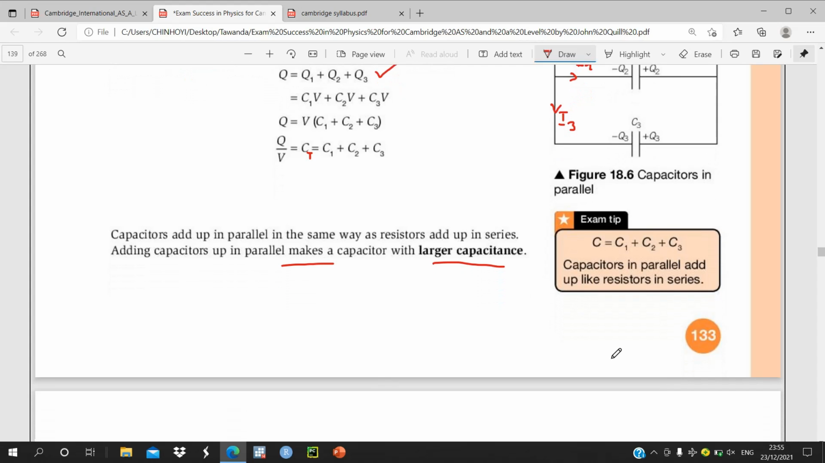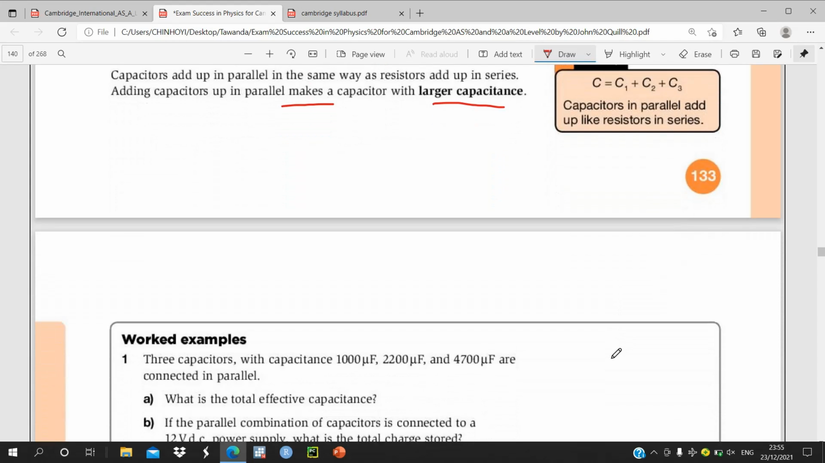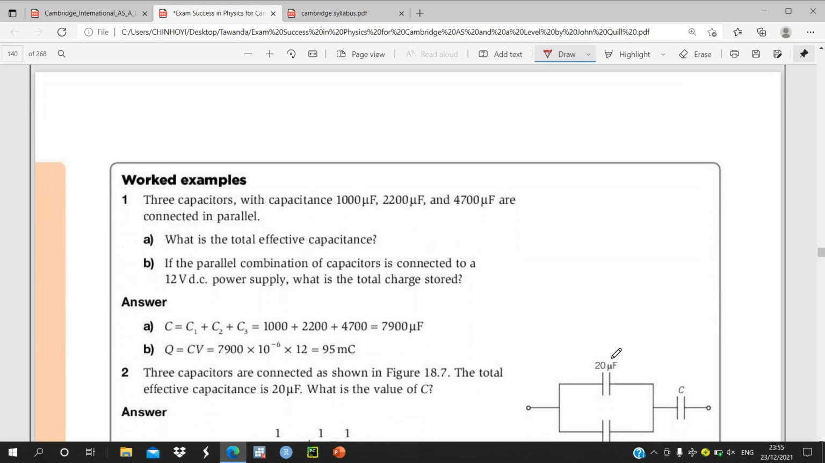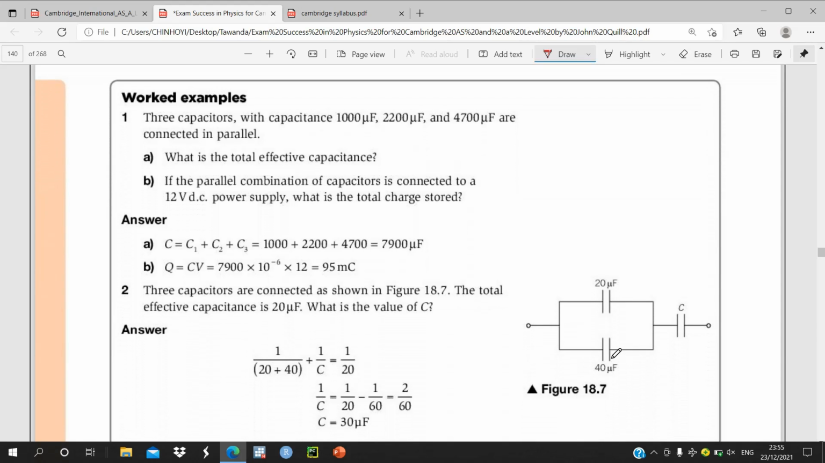Moving on, you can see this worked example here. Example number 1. 3 capacitors of capacitance 1000 microfarads, 2200 microfarads, and 4700 microfarads are connected in parallel. What is the total effective capacitance? If they're in parallel, we're simply adding the 3 and you get your 7900 microfarads.